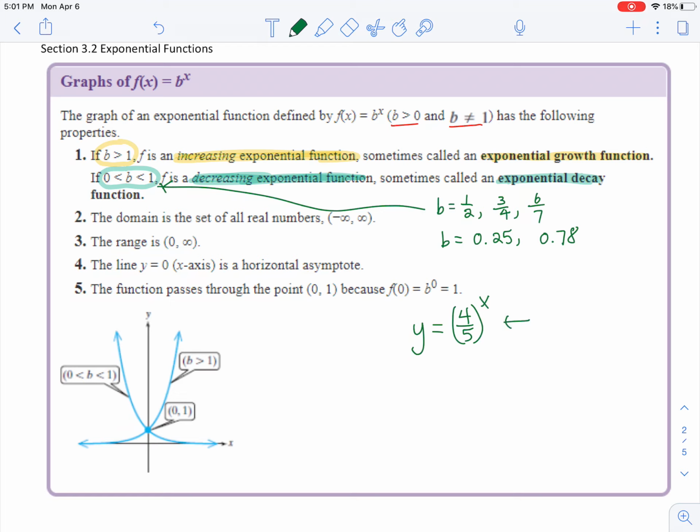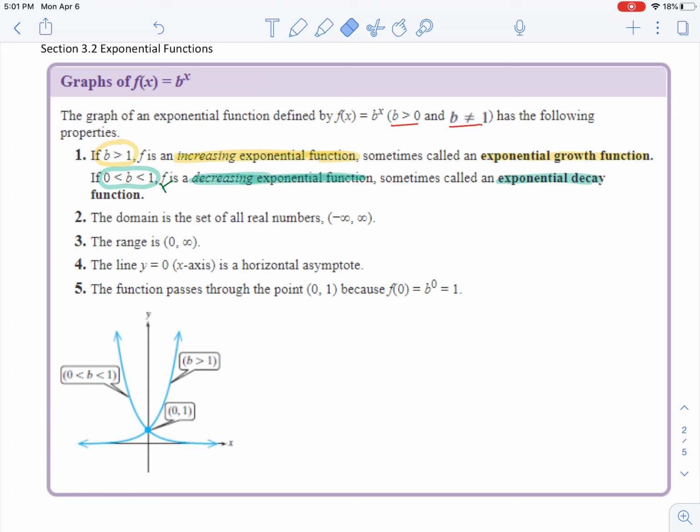And I love to trick people. Sometimes I give something like this: y equals 4/5 to the x power. A lot of people just go with this rule: oh, if the base is a fraction, it must be decay. Well, this one is decay. But what if I make it like this? Y equals 5/4 to the x power. Some people say, oh, that's a decay because 5/4 is a fraction. But look, because 5/4 is actually greater than 1, this will be a growth function. So just be careful. You're just looking at the base to determine whether it's a growth or decay.